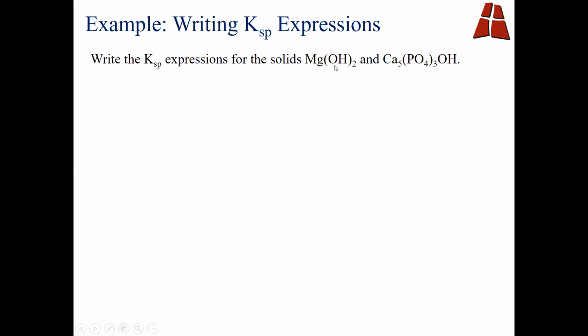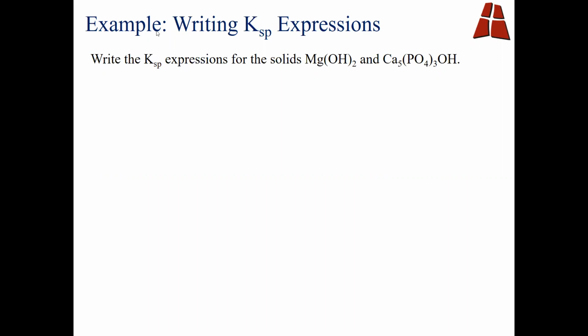So let's say you were going to write KSP expressions for these. I would recommend taking a moment to do that yourself. I will go through them here. So say we start with the solids, magnesium hydroxide and then calcium phosphate hydroxide. Each of these are different salts.